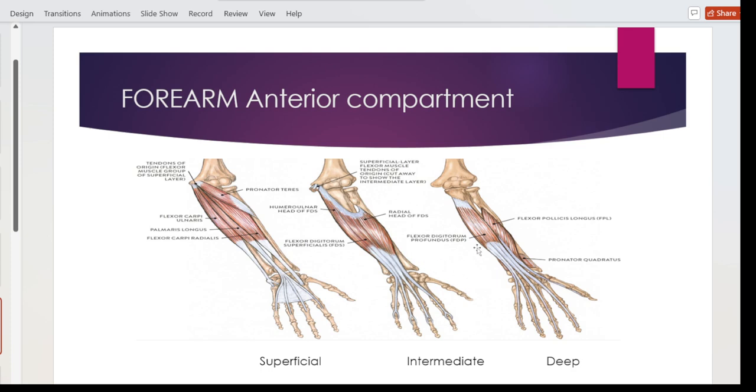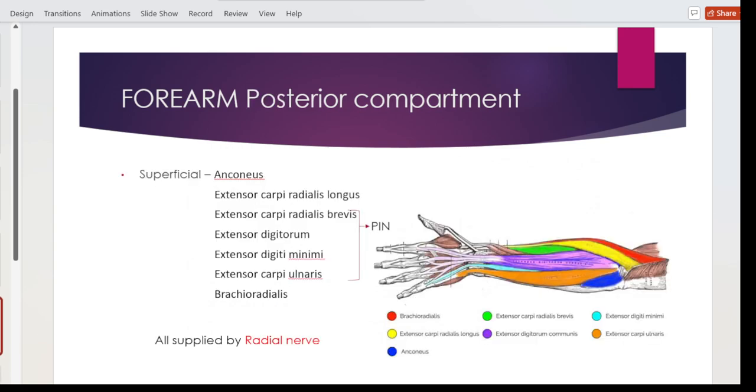Okay. So flexor digitorum profundus, and this is going towards the thumb. That's why it is flexor pollicis longus, and the one more deeper one is the pronator quadratus. As the name suggests, quadratus means it is a quadrangular muscle, and it is the pronator. Okay, we will identify these muscles on the diagram. Okay, now let's move towards the posterior compartment of forearm.